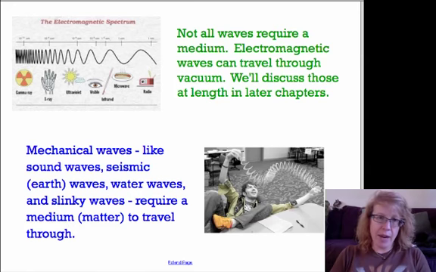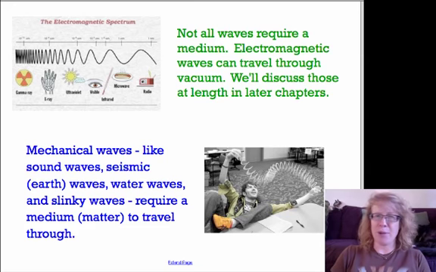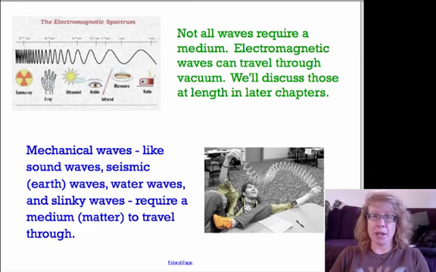So like I said, not everything requires a medium. Electromagnetic waves are a very different kind of wave than what we're talking about in this unit. They can travel through a medium as well, but they can also travel across a vacuum, across space. So things like visible light, infrared, gamma rays, those sorts of things travel across space. But magnetism also can travel through space as well, and electrical energy can, believe it or not, travel through space. Not electricity, but electrical energy. It's a little bit different.